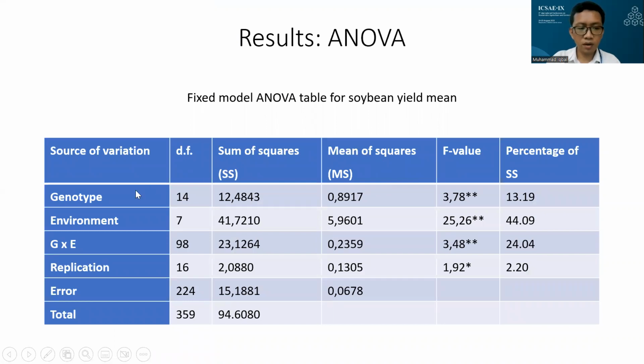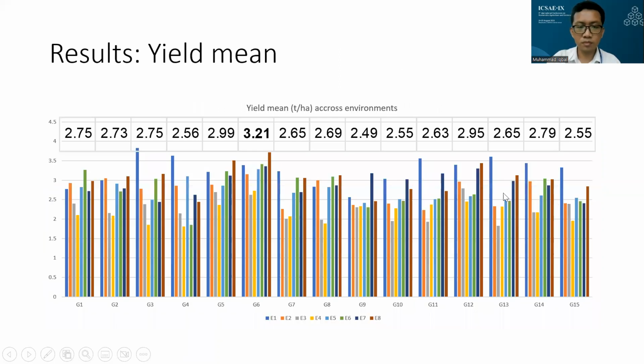For the results, we found that the genotype, the environment, and the replicates are all significant, with environment contributing the largest to the proportion of sum of squares, followed by the interaction between genotype and environment. Meanwhile, the genotype factor only contributed 13% to the total sum of squares. Then for the yield mean, genotype 6 is the best performing here with 3.21 tons per hectare. This is higher than the wild type or the parents with only 2.79 tons per hectare. And also the check line Mutiara 3 that only performed 2.55 tons per hectare.